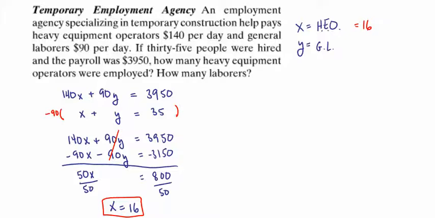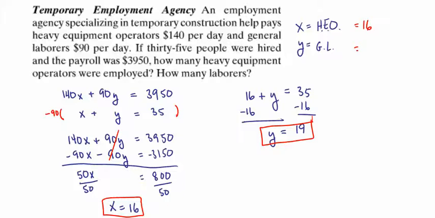Then all we have to do is go to the simplest equation, which says the total number of workers is 35, and so 16, which is x, plus y has to equal 35. Subtract 16 from both sides, and we end up with y is equal to 19. 16 and 19 is 35. So y is 19, and what is y? That is the number of general laborers.